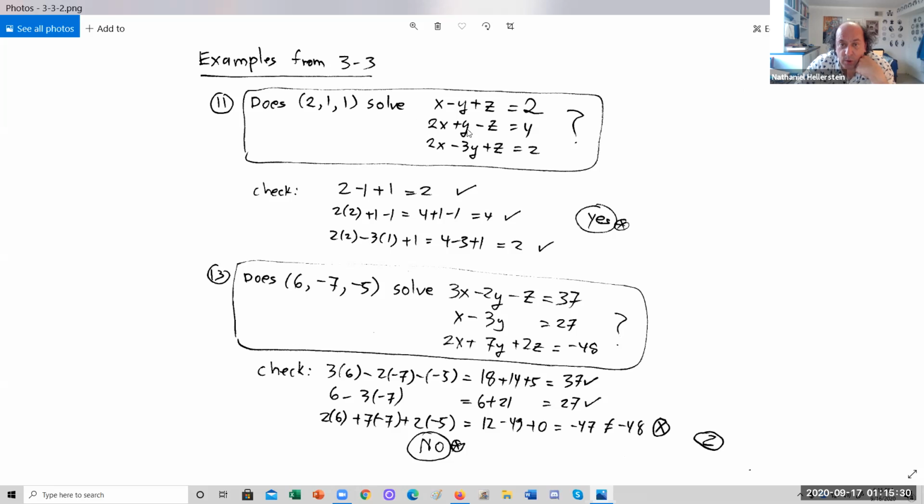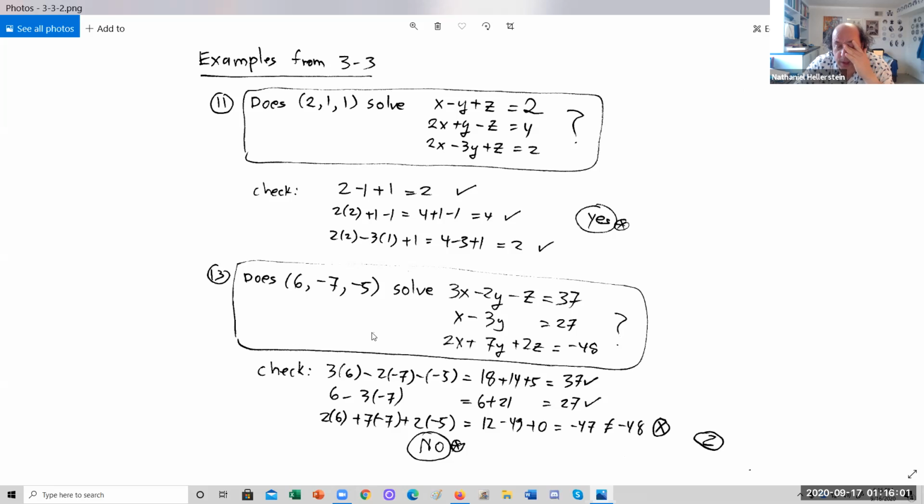Plug in 2, 1, 1 here. 2 times 2 plus 1 minus 1 is 4, so this equation checks. And plug in 2, 1, 1 into this. 2 times 2 minus 3 times 1 plus 1. That's 4 minus 3 plus 1, which is 2, and check, yes. So all 3 equations are valid with these values of x, y, and z. So yes, this triple does solve this system.